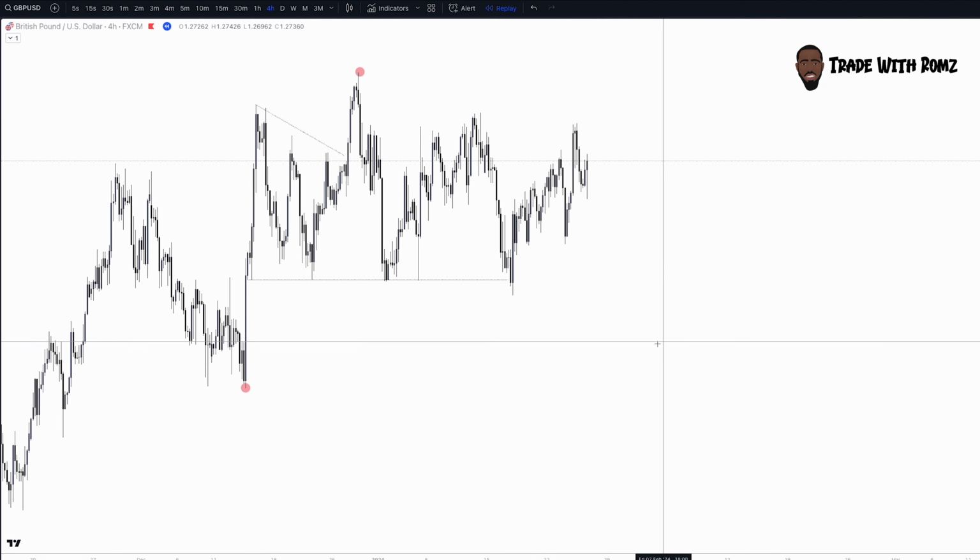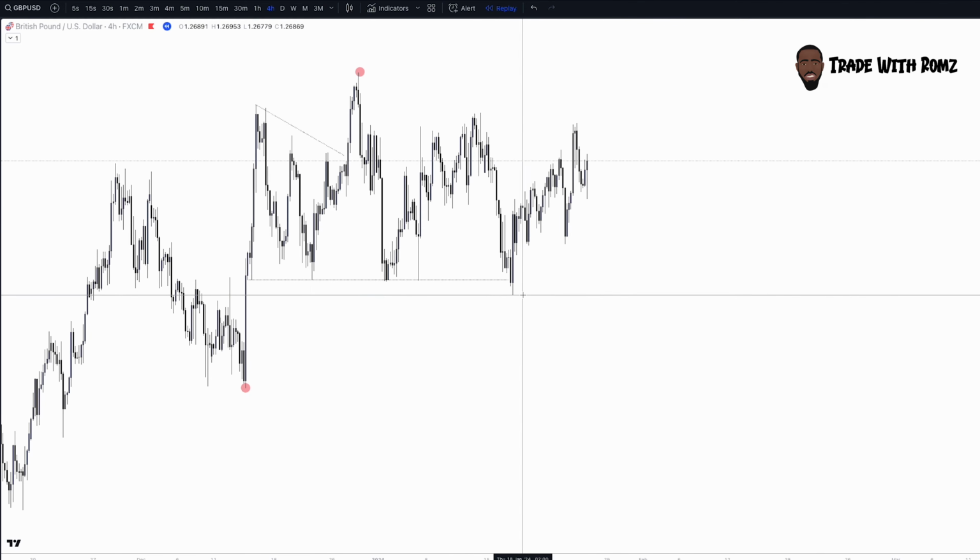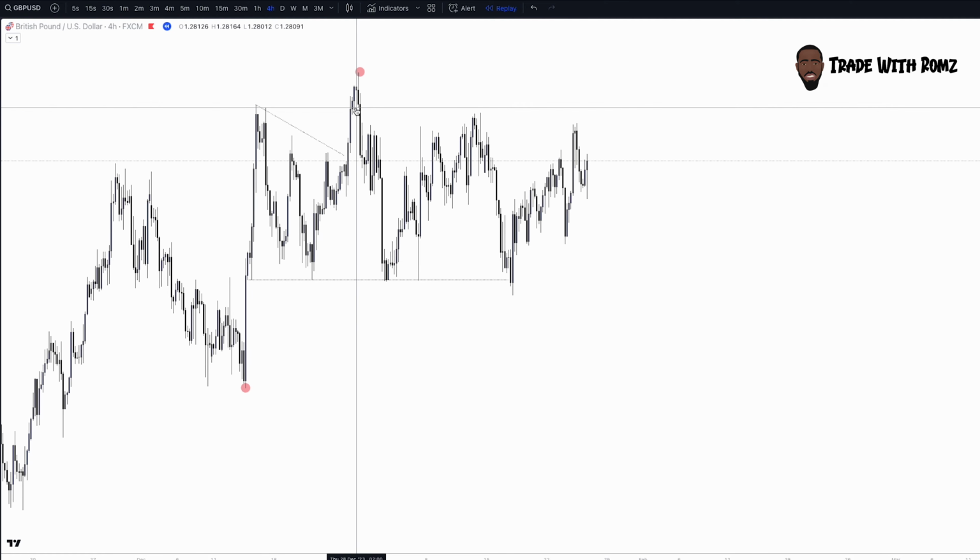So if we now look at this price action around here, we've had the inducement to the low, so now we're looking for price to take liquidity on the other side, right? So we've got this fair value gap up here. Price has tapped into it slightly, but there is more to be filled.